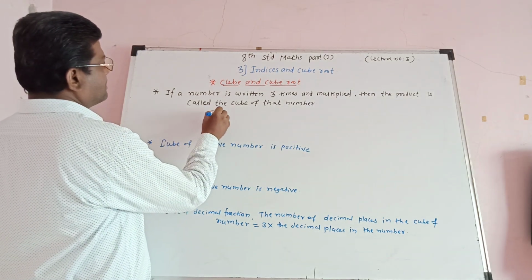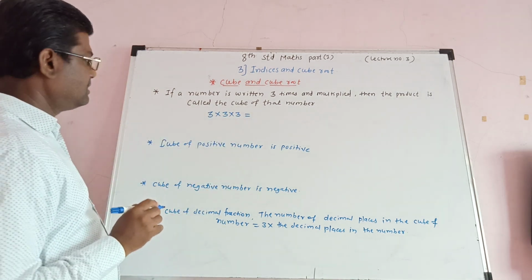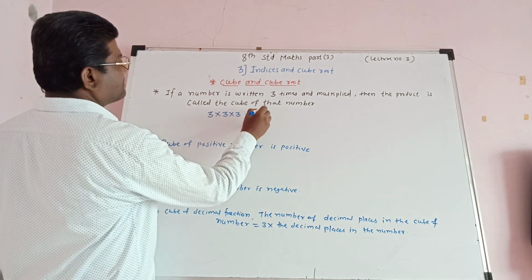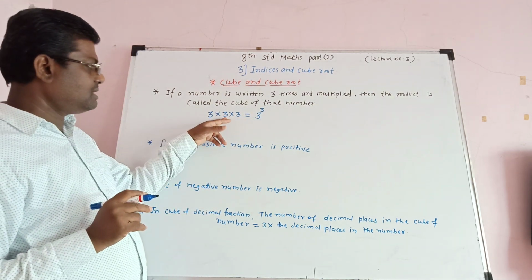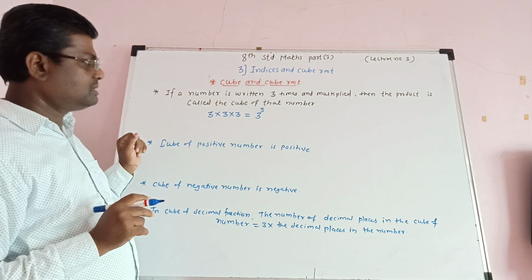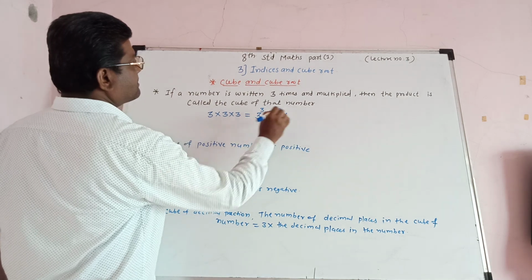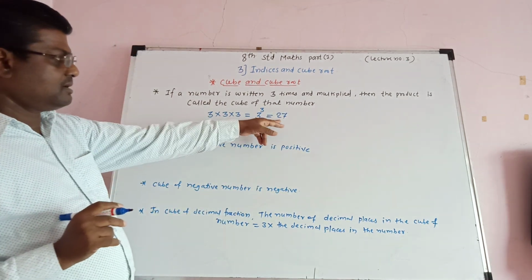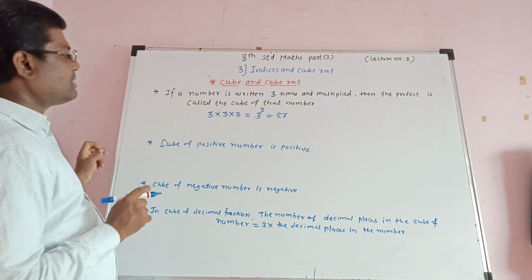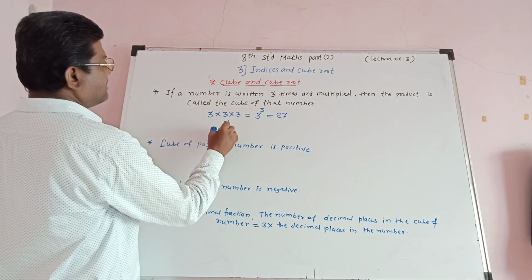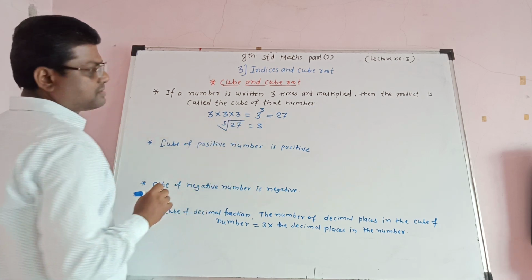If any number is multiplied by itself 3 times, then the product is called the cube of that number. For example, 3 into 3 into 3 is equal to 3 raised to 3. We know that the cube of 3 is 27. 27 is the cube of 3. Therefore, 3 is called the cube root of 27. So we can write cube root of 27 is equal to 3 in this way.